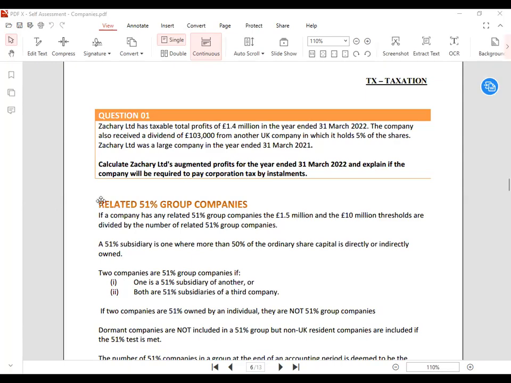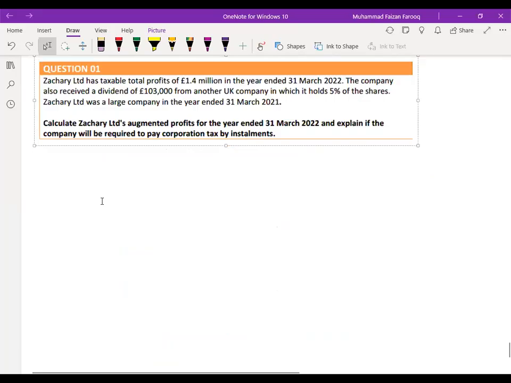Now first of all, after you read the question, can you tell me the augmented profit of this company? Then we will decide if it is a large company or not. The augmented profit formula is TTP plus dividend from non-group, right? TTP is how much? Is it 1.4 million? Year end is given.